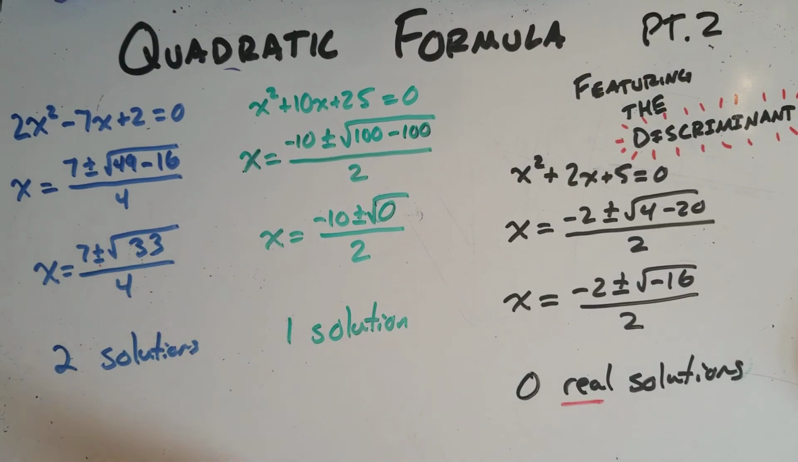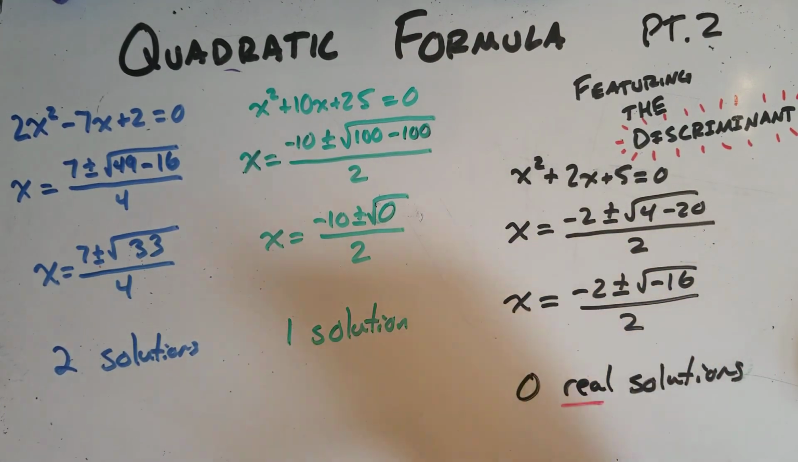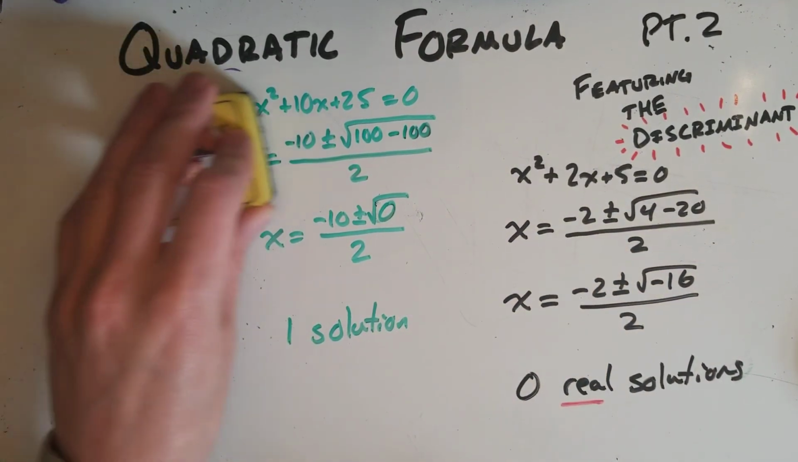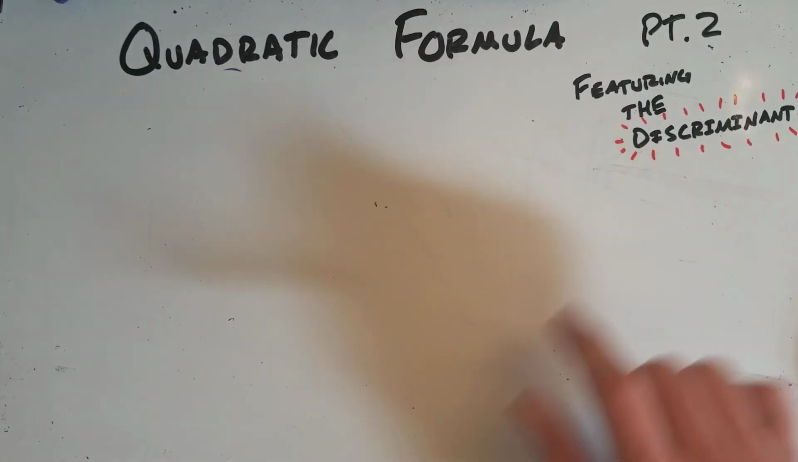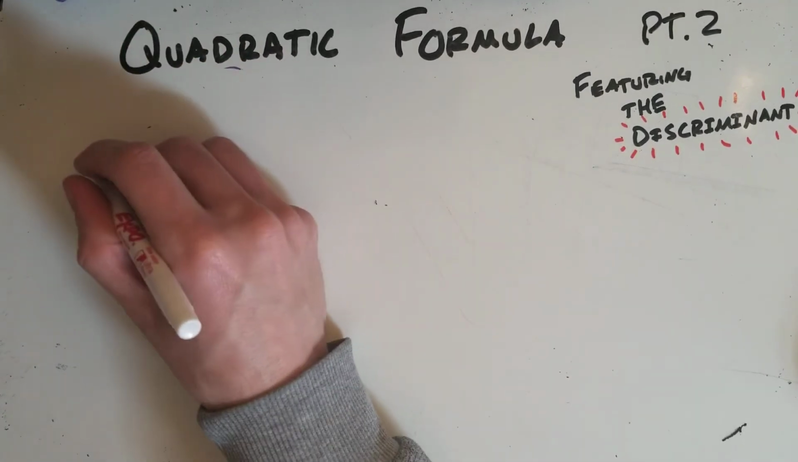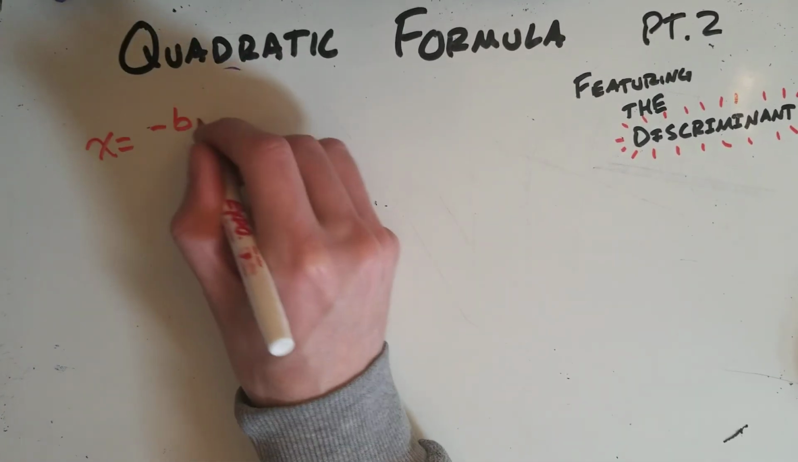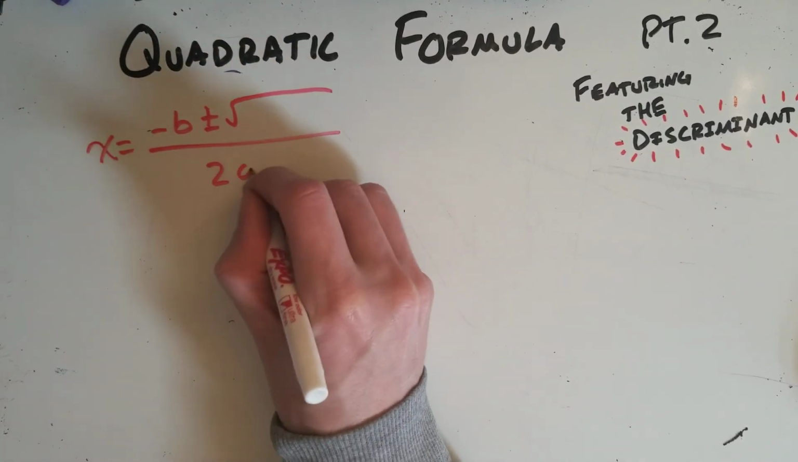So when it comes to determining the number of real solutions we have, it all comes down to what's underneath the radical. And we call that the discriminant. That's our discriminant. So in our formula, x equals the opposite of b plus or minus the square root of b squared minus 4ac all over 2a.